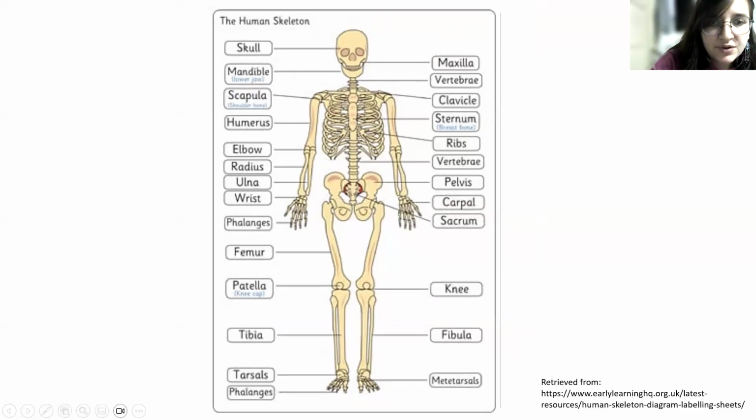And then if you go lower, you see femur. This was the strongest and the longest bone in your body. Okay, patella is the kneecap. Then we have the tibia. Tibia is again the thicker part of the leg, and fibula is the thinner part. Tarsals, the main joint here, then metatarsals, and then phalanges again, your toe bones.